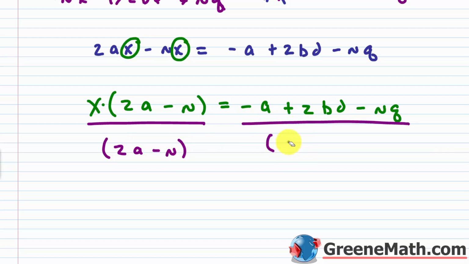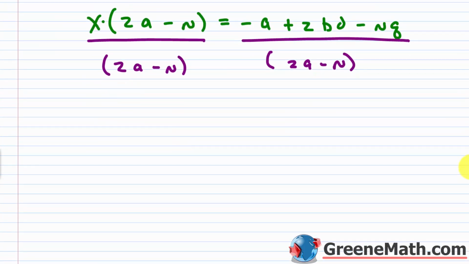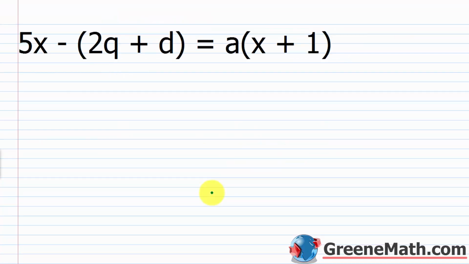So za minus n. And it looks messy, but this is what we need to do when we have a lot of variables involved. So I've solved this for x now because this is going to cancel. You have x is equal to, you have your negative a plus your zbd, then minus your nq over, you have your za, and then minus n. All right, let's go ahead and take a look at another one.